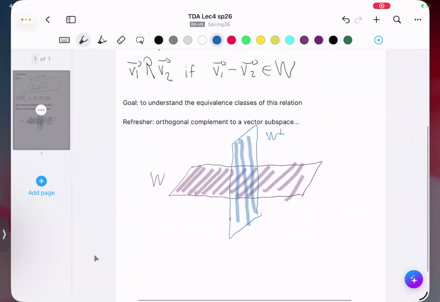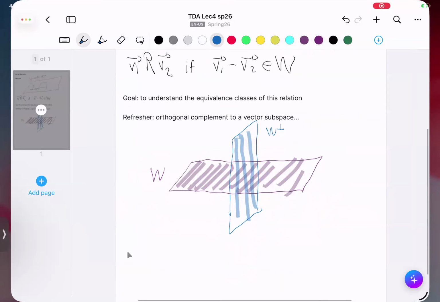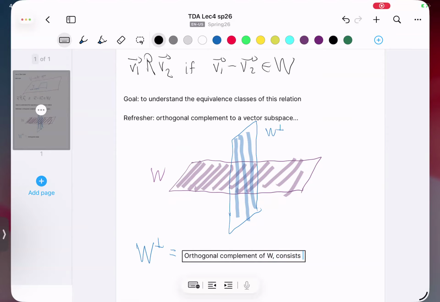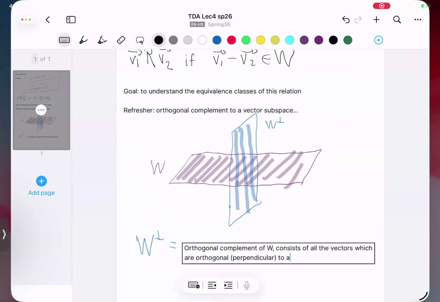But the idea is the orthogonal complement. So W perp is called the orthogonal complement of W. And again, it consists of all the vectors which are orthogonal, which is just another way of saying perpendicular, to all the vectors in W.